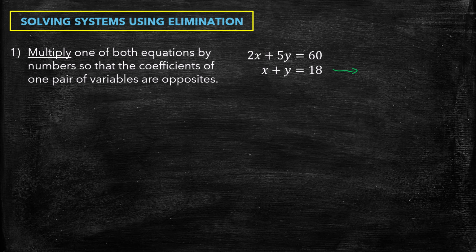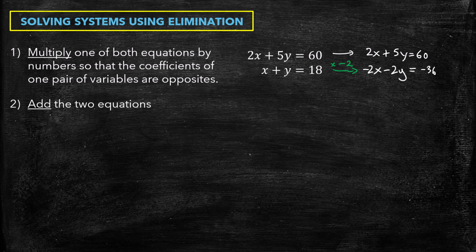I'm going to multiply the second equation by -2 because I want the x coefficient to be the opposite for each equation. So this first one is going to stay put: 2x plus 5y equals 60. And this is going to become -2x minus 2y equals -36.